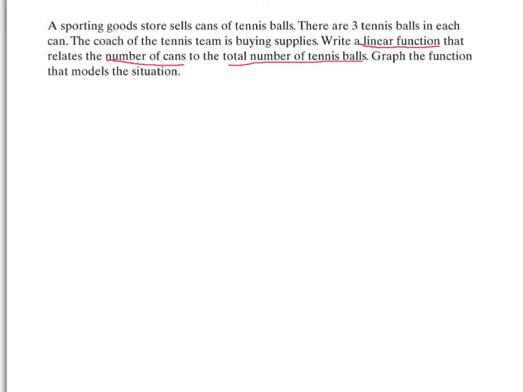As we think about that, we have to first define our variables. So we're going to say maybe C is the number of cans. And then we're going to say maybe T is the total number of tennis balls. And we also need to understand that there are 3 tennis balls in each can. So what we want to figure out is how many total tennis balls would we have?